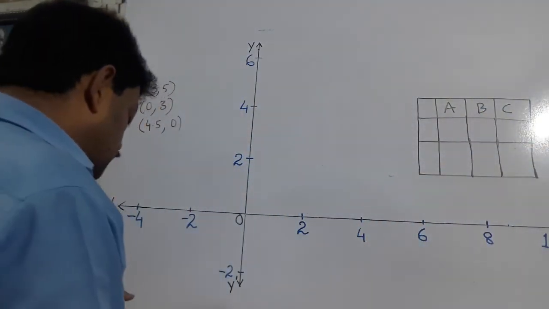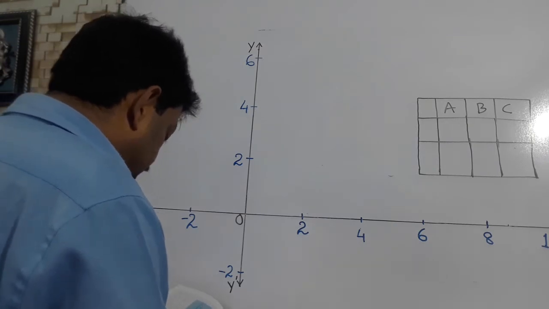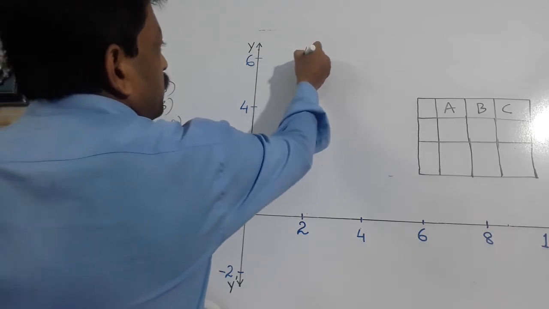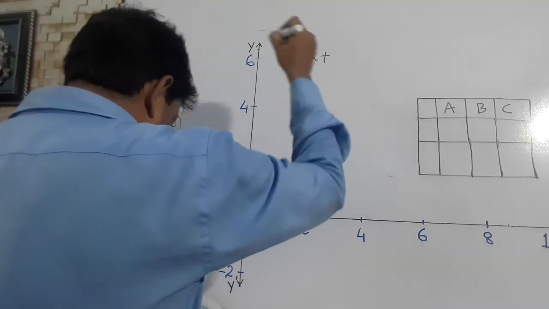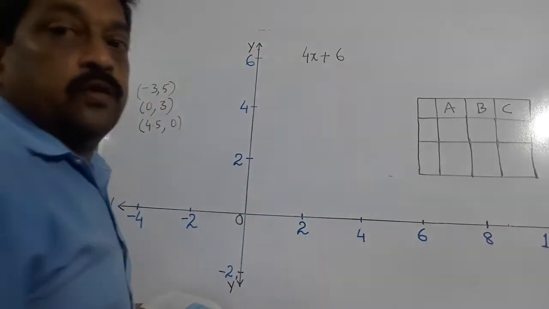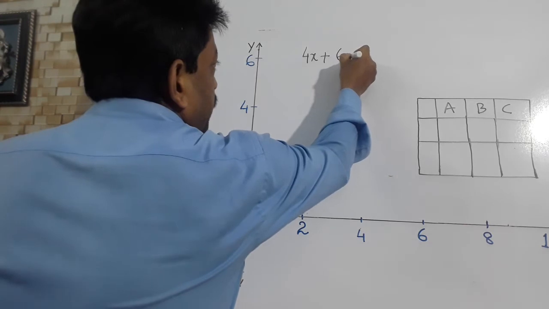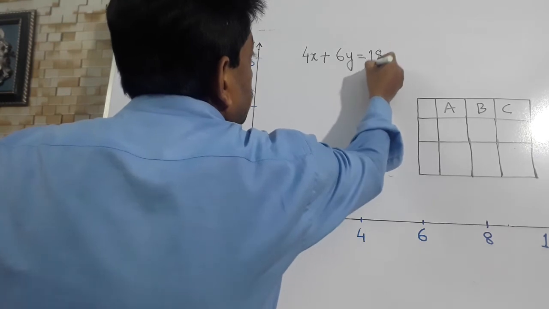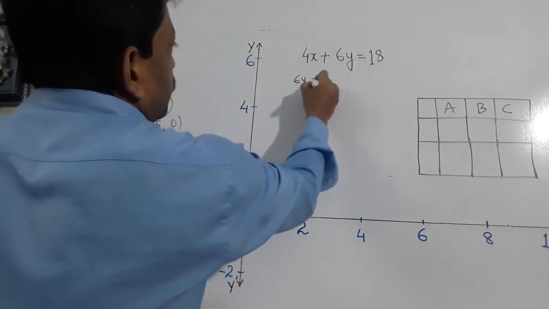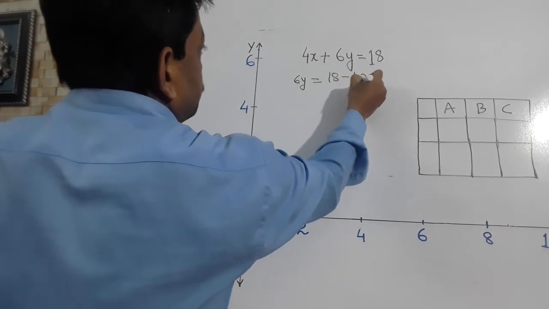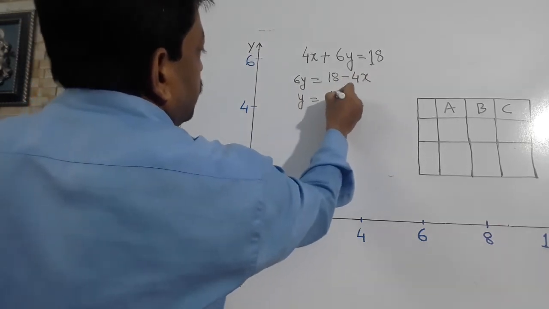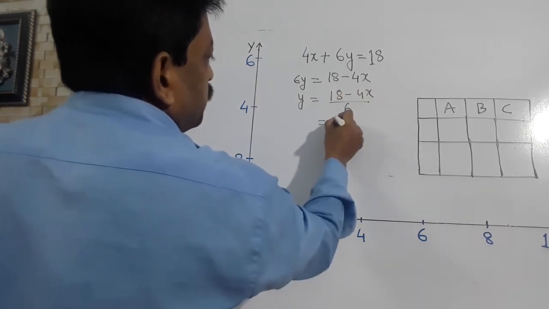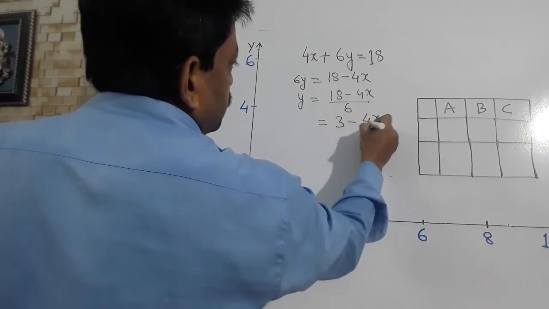It is given that Sohan bought 4 pencil and 6 eraser. So if the cost of each pencil is x, then cost of 4 pencil will be 4x, and 6 erasers, cost of each eraser we have taken as y. So cost of 6 eraser will be 6y, and total cost is rupees 18. So 6y equals to 18 minus 4x, y equals to 18 minus 4x upon 6. So by simplification it will be 3 minus 4x upon 6.